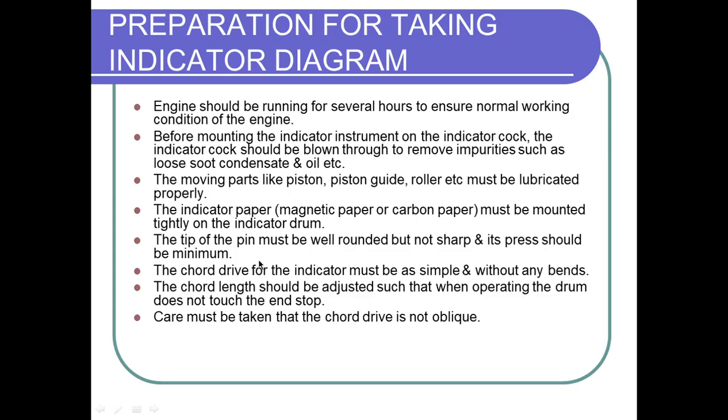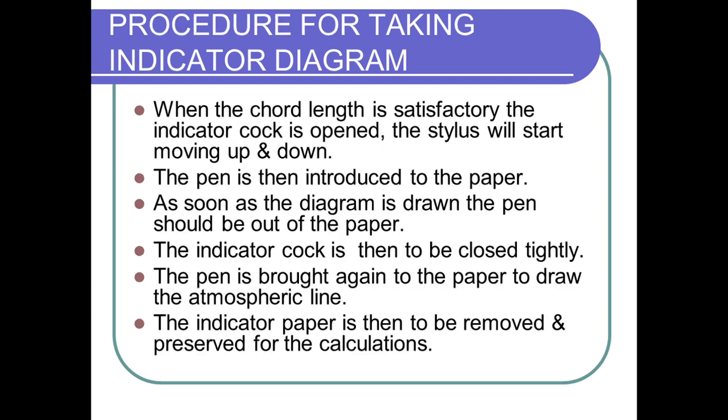Now the cord drive for the indicator must be simple and without any bends. The cord length should be adjusted such that when operating, the drum does not touch the end stop. So it should not be able to touch your end stop. Care must be taken that the cord drive is not oblique. So this also has to be taken into account.